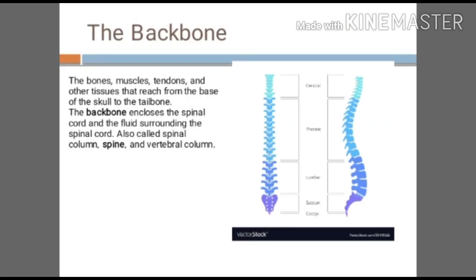The backbone. The bones, muscles, tendons, and other tissues that reach from the base of the skull to the tailbone. The backbone includes the spinal cord and fluid surrounding the spinal cord, also called spinal column, spine, and vertebral column. As there are ribs in the rib cage, in this backbone there are spines. This is also called spinal cord because very important nerves pass through this backbone. So the backbone prevents any harm to the nerves which pass through it, as they join our body to the brain.